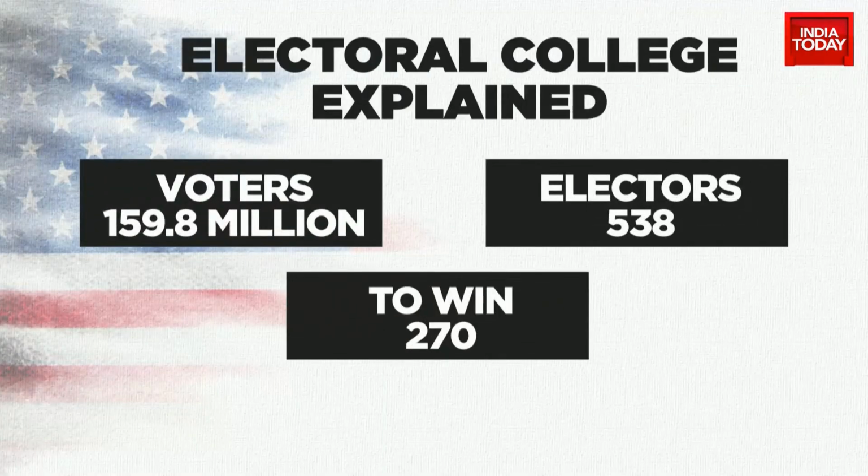For example, if a state decides to vote red, then all the votes of the electors would go to Donald Trump. And in total, there are about 538 electoral votes in play, and the magic number is 270. This means candidates need a majority of 270 to become the 47th President of the United States. Now, if no candidate receives a majority of the votes, then the House of Representatives elects the President.